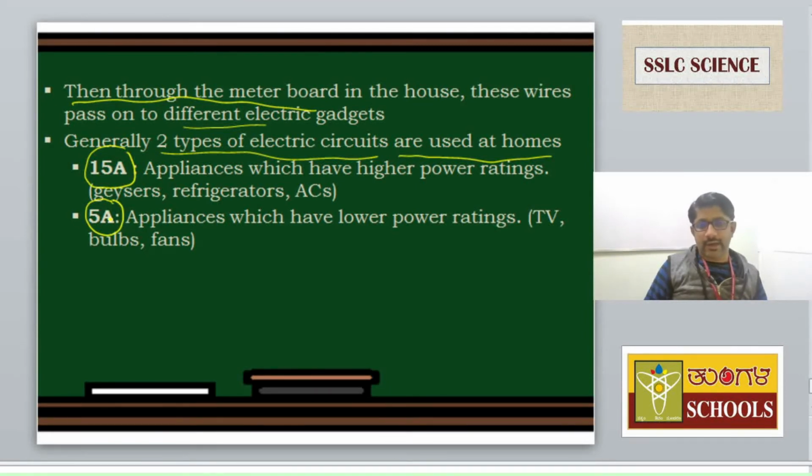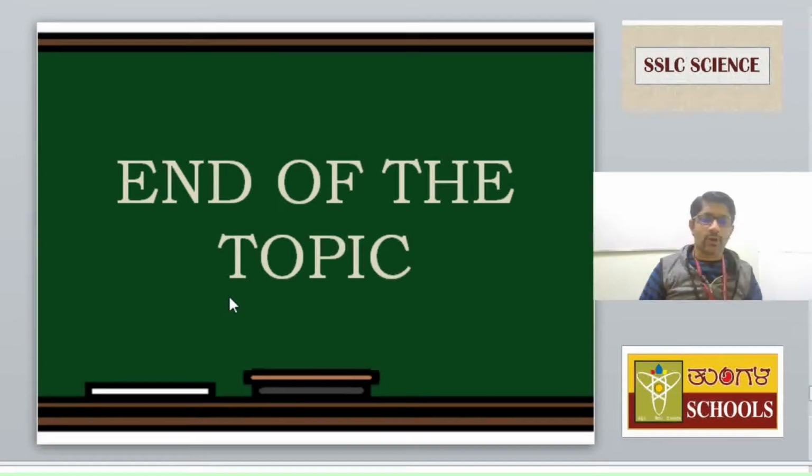15 ampere current is meant for geysers, refrigerators, ACs and heavy power rating devices. On the other hand, 5 ampere appliances have lower power ratings, generally TV, bulb, fans, etc. So this is all about domestic electric circuits. This ends topic number 2. I hope you understood all the points discussed in this chapter.